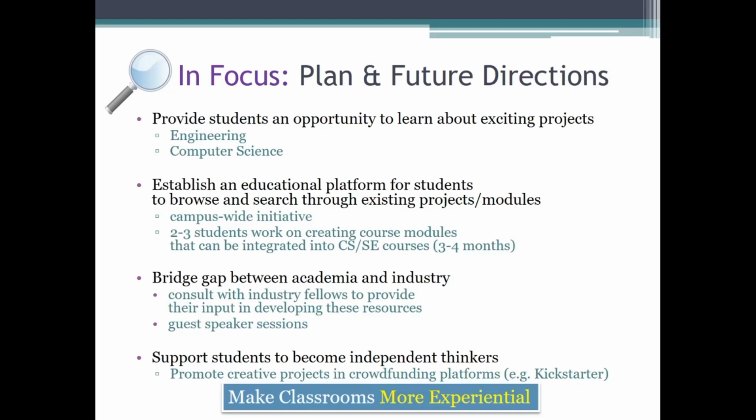So the overall aim is to make classrooms more experiential. It's very critical nowadays in computer science that students have hands-on experience when they work in industry, so they are prepared and confident when they apply for jobs. These are some of the references that I used for this PowerPoint presentation.